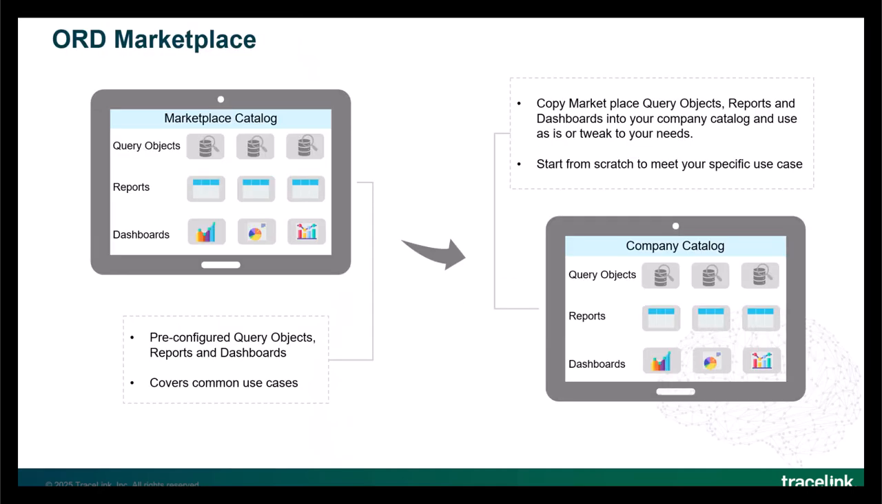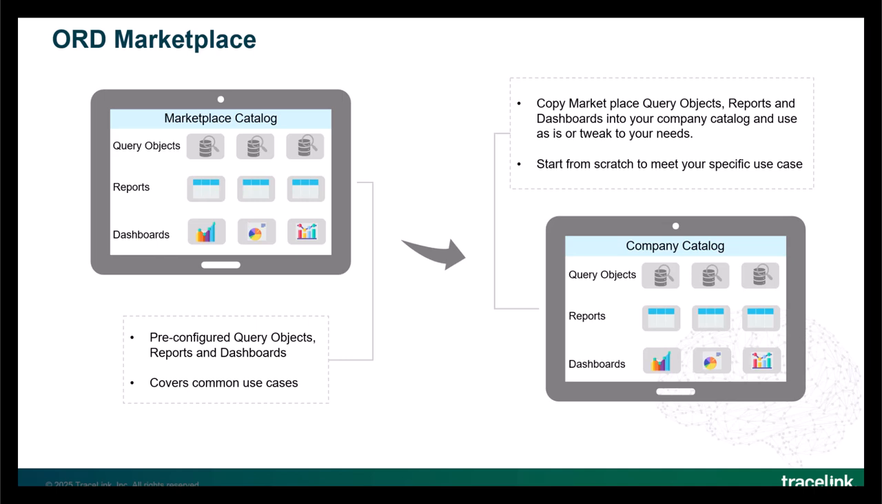The standard ORD query objects, reports and dashboards are available in the ORD Marketplace catalog. That means, as a report designer, you don't have to start from a blank page. You can take a standard query object from the Marketplace catalog, copy it into your company catalog, and adapt it to your needs. You do the same with standard reports and dashboards, copy, tweak, and version them rather than building everything from scratch.